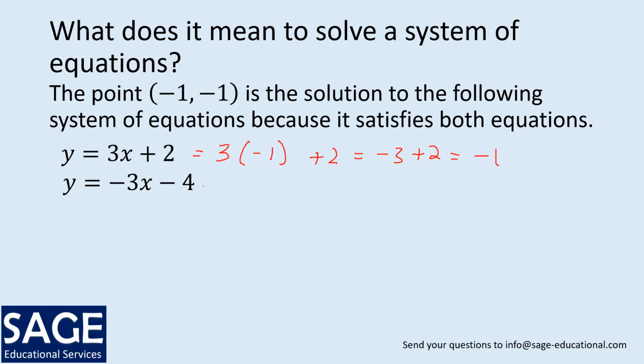Now let's check the second equation as well. I'm going to take the second equation and substitute x is equal to negative 1 in there, and then solve it. What I get there is 3 minus 4, which is again negative 1. So what I see is when x is equal to negative 1, y is also equal to negative 1 in both the equations. So the point negative 1 satisfies both equations and therefore is the solution to this system of equations.